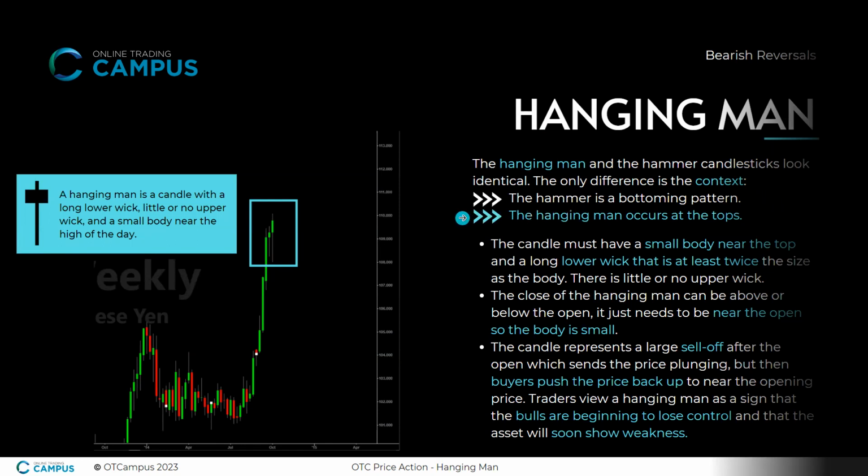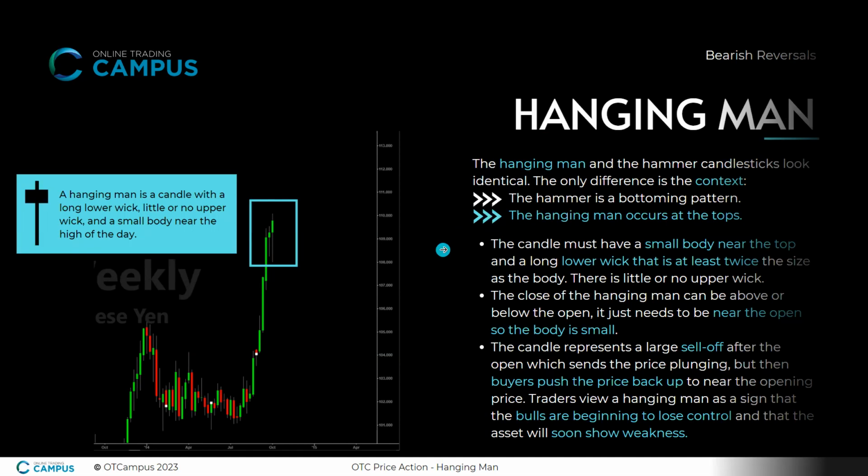But the hanging man occurs at the tops. Okay, it's a bearish reversal. Means that's the only difference right here from the structure. The hammer candle is a bottoming pattern, and the hanging man occurs at the tops. And of course, the hammer candle is a bullish reversal, and the hanging man is a bearish reversal.